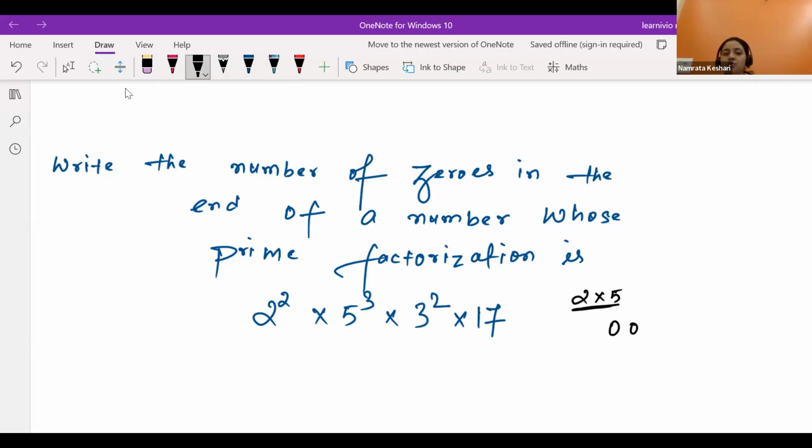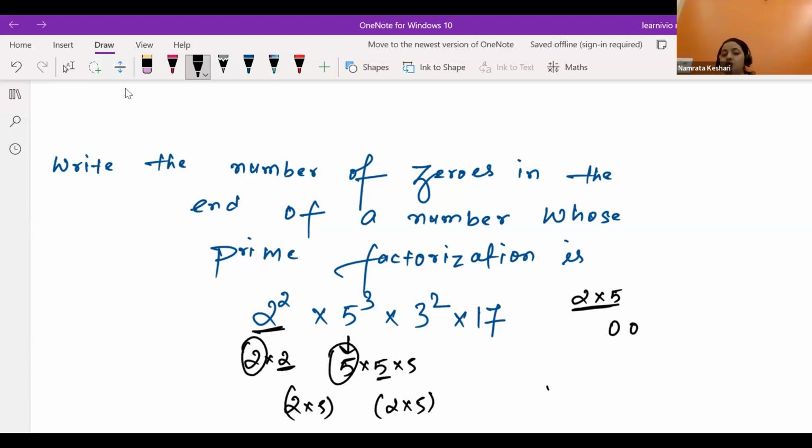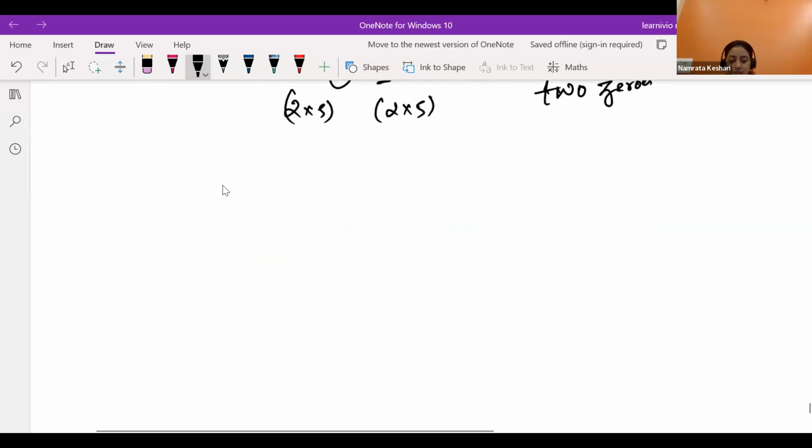So here 2 squared is there, here 5 cubed is there. Whenever we have a pair of 2 and 5 together, we get 10. A 2 and a 5 come together and give 10, and another 2 and 5 come together and give 10. That means only 2 zeros will be there. Getting it? Yes, 2 zeros will be there. Let's proceed.